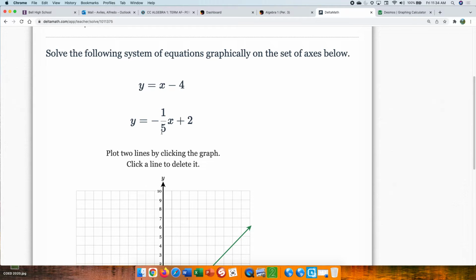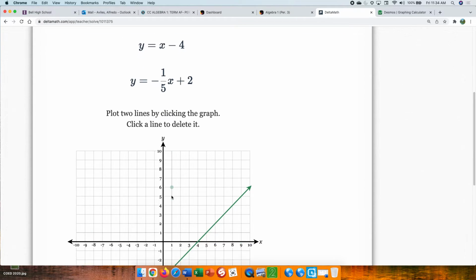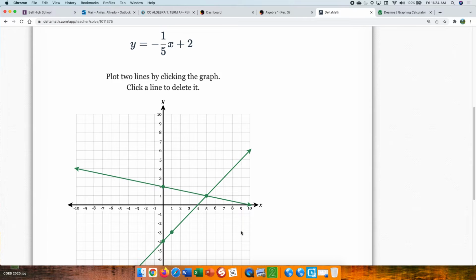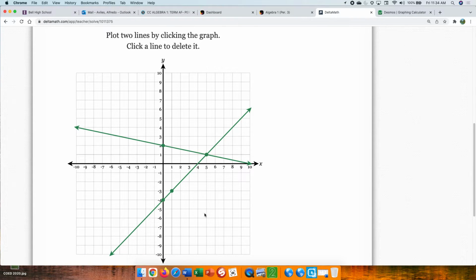And how do I graph this one? +2 on the y-intercept, 2 on the y-intercept, that is right. Click there. And what's the slope on this one? So what do I go? Down 1. 1, 2, 3, 4. Okay, what's the solution for this system?